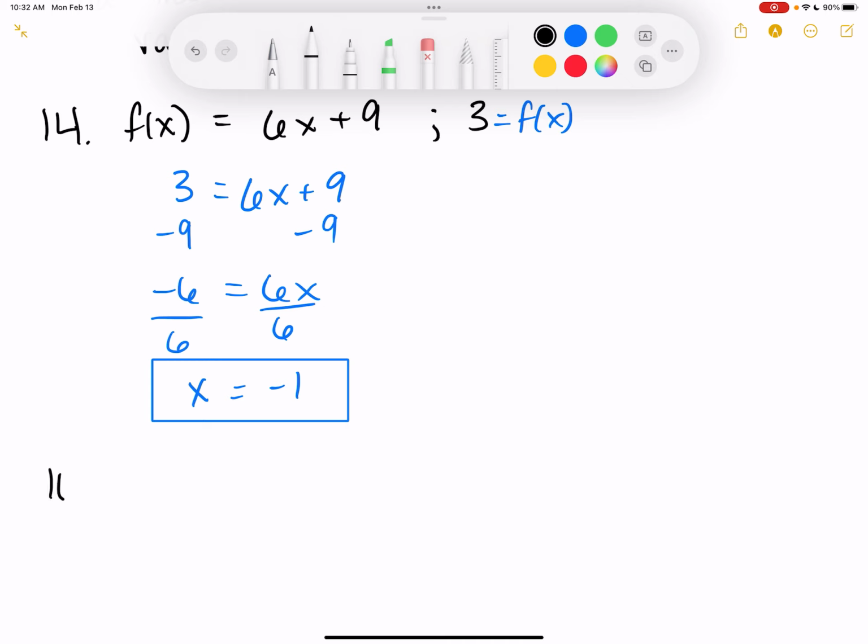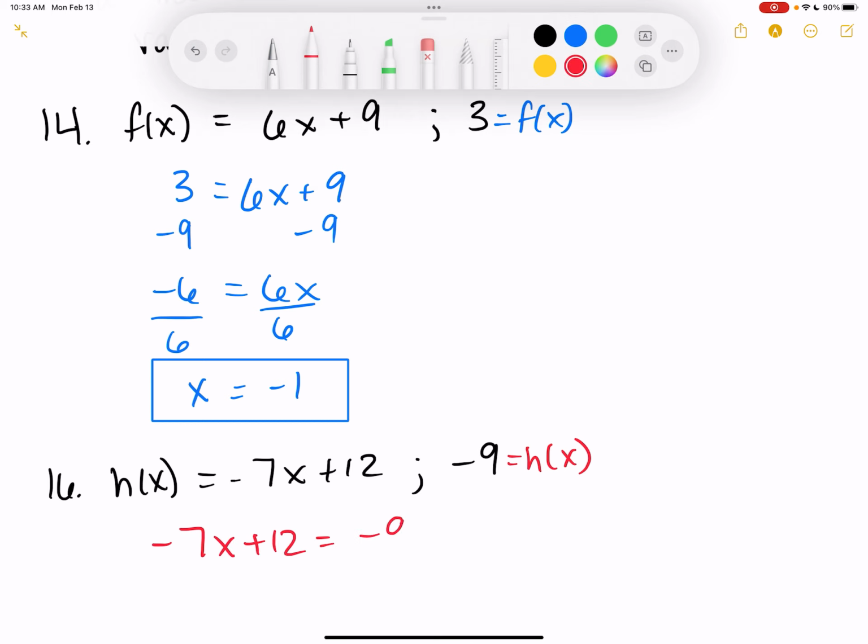Let's see, 16. H of x is equal to -7x plus 12, and it tells us that it's going to be equal to -9. So now our -9 is our h of x, okay, just whatever the function is called, that's what that number after the equals sign is. So I'm going to replace h of x with -9. Now, if you want your x to be on the left to start with, you can write it at the end. So you could have negative 7x plus 12 is equal to negative 9. If you just prefer it to look like that, that's fine.